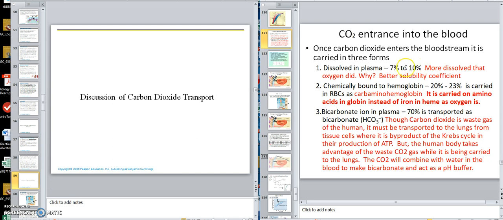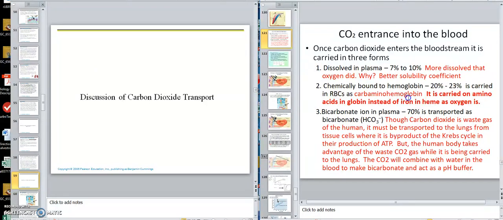Why can more CO2 be dissolved? Because it has a better solubility coefficient. Remember, CO2 had the best solubility coefficient of everything we named. Okay? Some is chemically bound to hemoglobin, just like oxygen was. Here's where the difference is, though. It is carried on amino acids in globin instead of iron and heme. So CO2 is carried on globin. And that's why they call it carbaminohemoglobin, because it is carried on the globin.